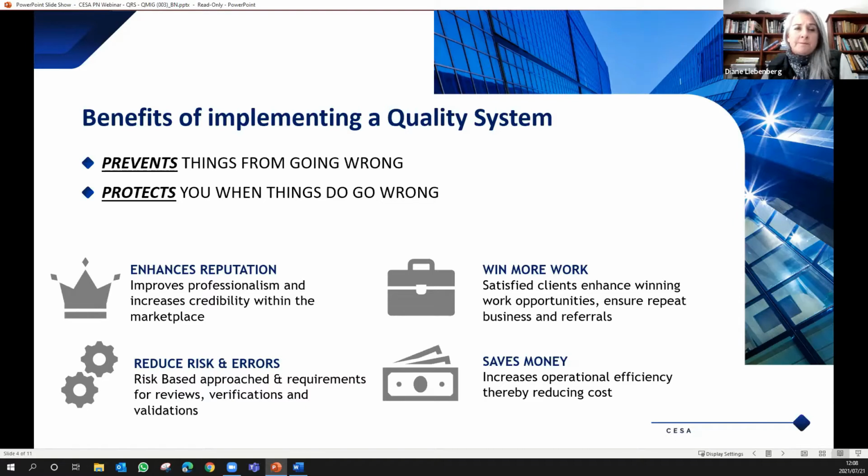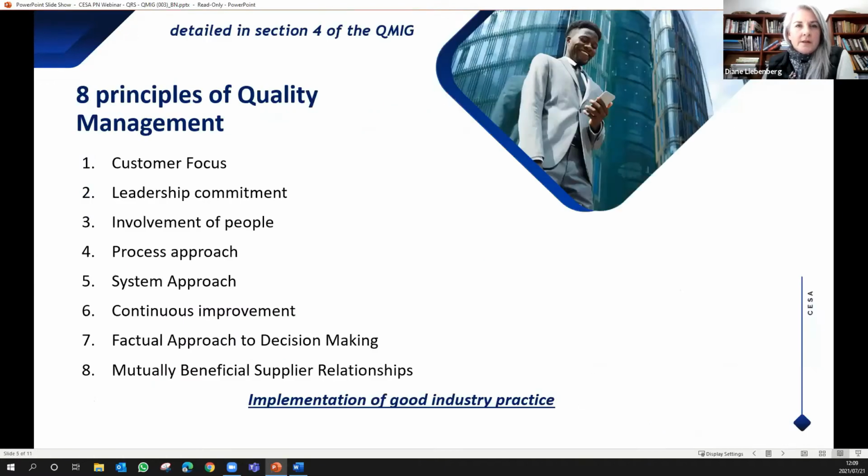So other benefits of quality is basically it can enhance your reputation, you can win more work. It also reduces risks and errors, and then naturally in the long run, it's going to save you quite a bit of money. So then we get to the big part of what we're going to discuss today: how do we implement quality? Effective steps in implementing a quality system have been provided in the QMEG. And as I said, today I'm going to go through those 3 sections just to see how the QMEG can assist you in this regard.